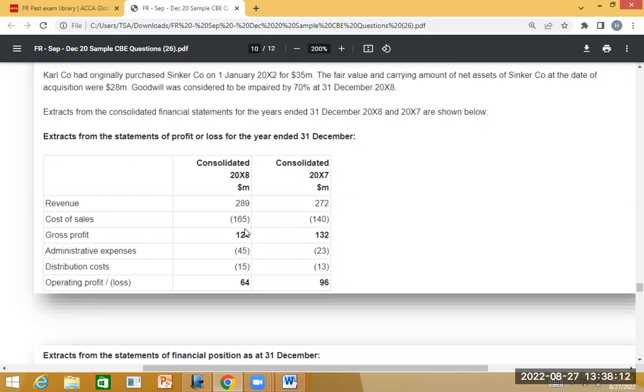And the reason for this could be the poor performance of the sinker company. Yes, the poor performance of the sinker company. Remember this point: whenever there is an increase in the revenue but a decrease in the gross profit ratio, one of the possible reasons could be that the company has reduced the selling price in order to increase the market share, or it could be the change in the sales mix.